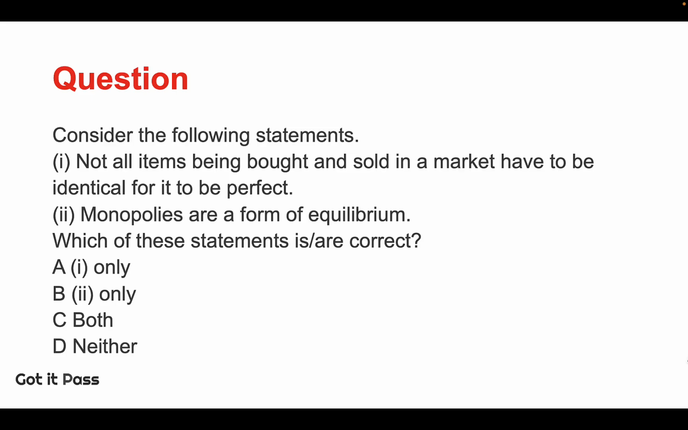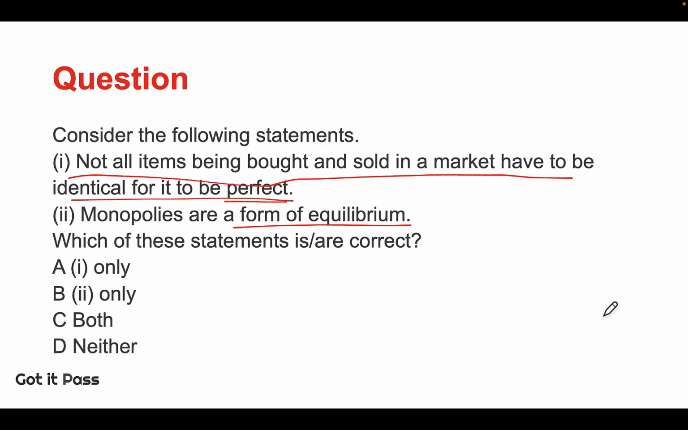So now it's question time. In this question, there are two statements, and your task is to identify which statements is or are correct. First statement: not all items being bought and sold in the market have to be identical for it to be perfect. So it's asking about the perfect competition conditions. And next, monopolies are a form of equilibrium. So you have to remember the definition of monopolies.